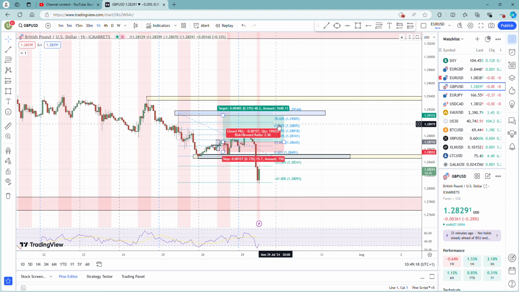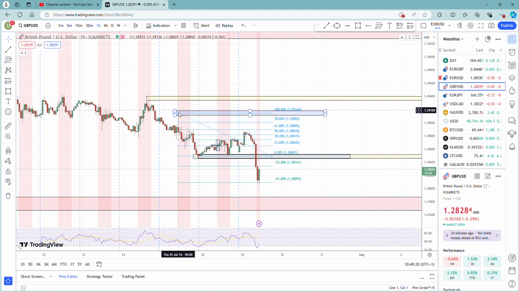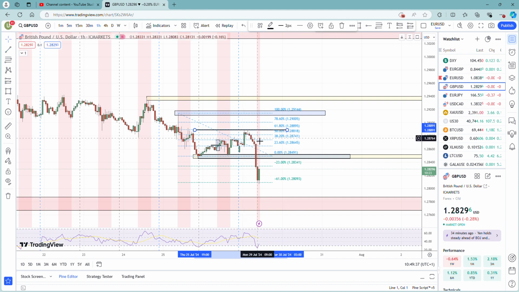So you can see here, this was the previous Fibonacci tool used from here, ready for Friday's price action. It rejected the 50%, so it got to 50%, which I'll just show you now. Price retraced to 50% and went back down.